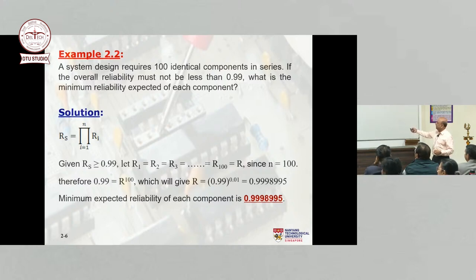So we know that RS must be greater than or equal to 0.99, and all the components are identical. So their reliabilities are R. We can just say that each one has a reliability of R. Then 0.99 must be equal to R to the power 100, right? R times R times R times R, all the way up to 100 components. So from here we can calculate that the reliability of each component must be 0.99995.